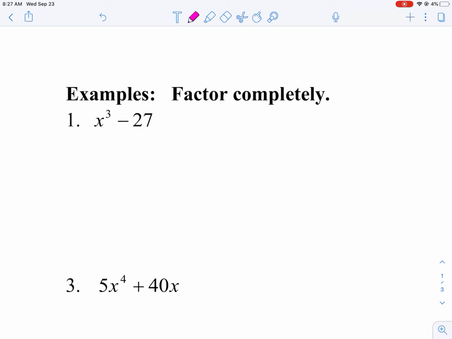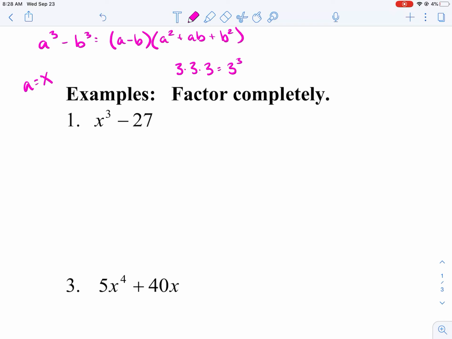Now we have to take a look at this one. You have to determine if this is a perfect cube, which it is. That's 3 times 3 times 3. Sometimes this helps, so let me write down the formula here. a cubed minus b cubed is equal to a minus b times a squared plus ab plus b squared. If you would like to, you can label our a value, what's being cubed, which is just x, and our b value, what's being cubed, which is just 3.